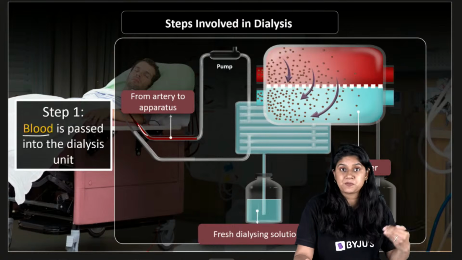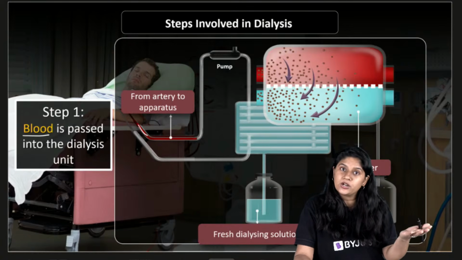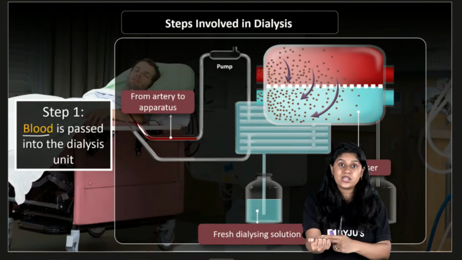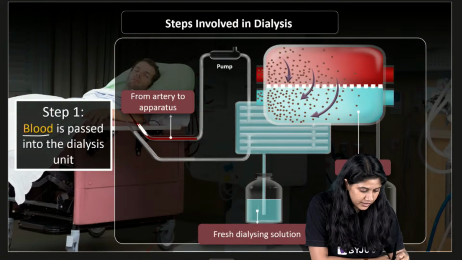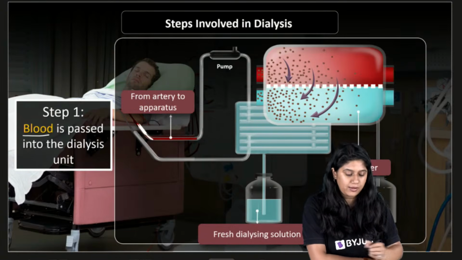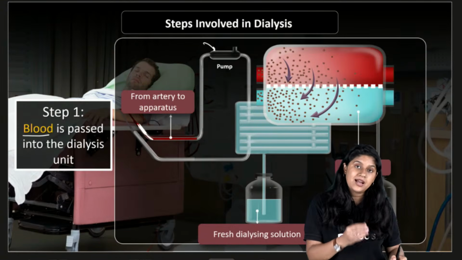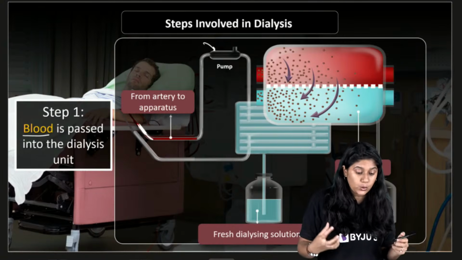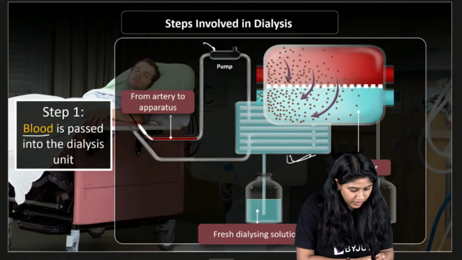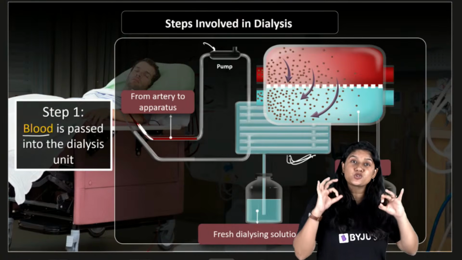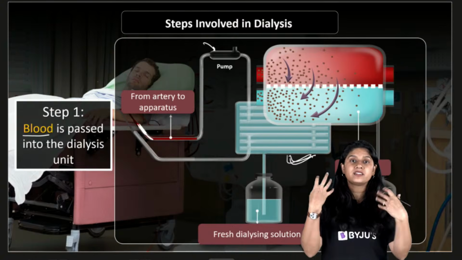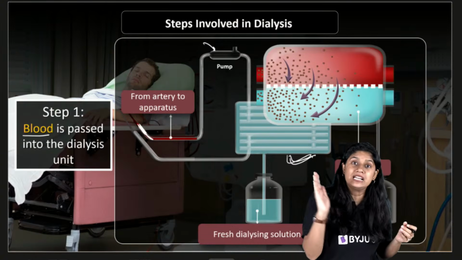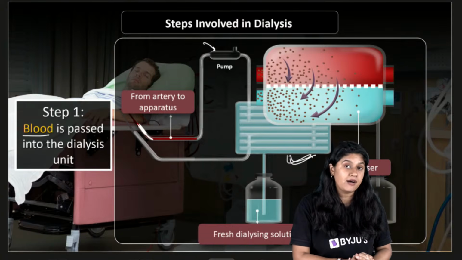So for that process, the patient will go to the hospital, where their arteries will be connected to a tube, and we'll have a pump to pump the blood out. Now this pipe is actually going into the dialyzing unit over here. This particular unit is super important. It has different types of solution. Basically, it has a solution that will be filtering out whatever is harmful.